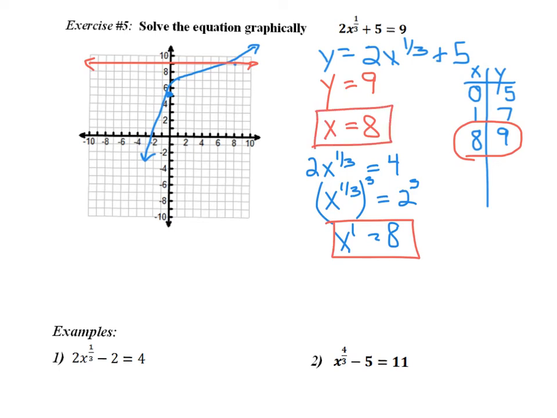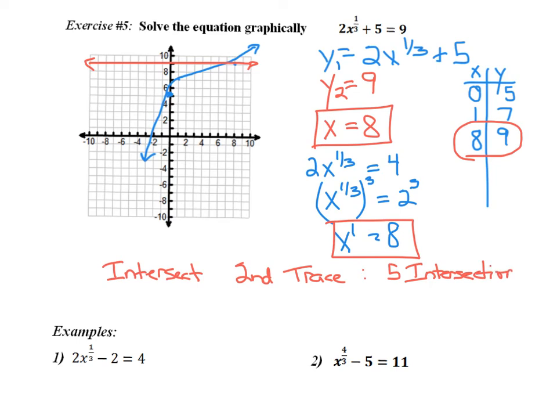Now the other thing that you could do is put these functions into your graphing calculator. In y1, put 2x to the 1/3 plus 5. In y2, put y is equal to 9. And then use that intersect feature on our calculator. Remember that the intersect feature we get by doing the second and then the trace key. That's up along the bottom of the screen. In there we're going to choose option number 5, intersection.